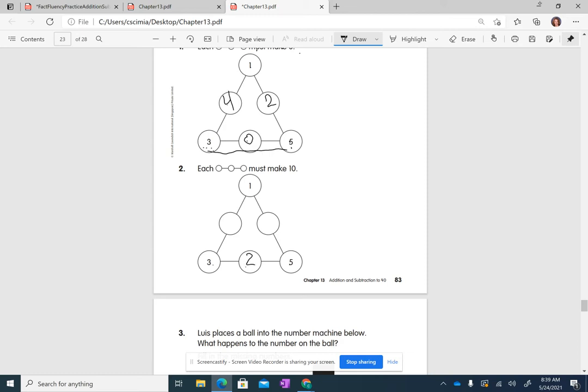Okay. 1 plus 3 is 4. 4 plus what equals 10? If you have 4, how many more do you need to get to 10? Okay, and 1 plus 5 is 6. And once again, if you have 6, how many more to get to 10?